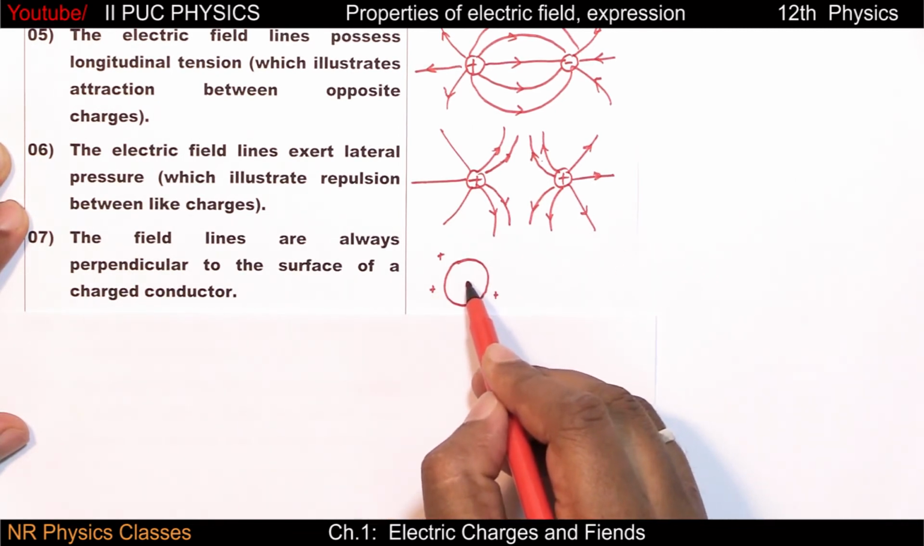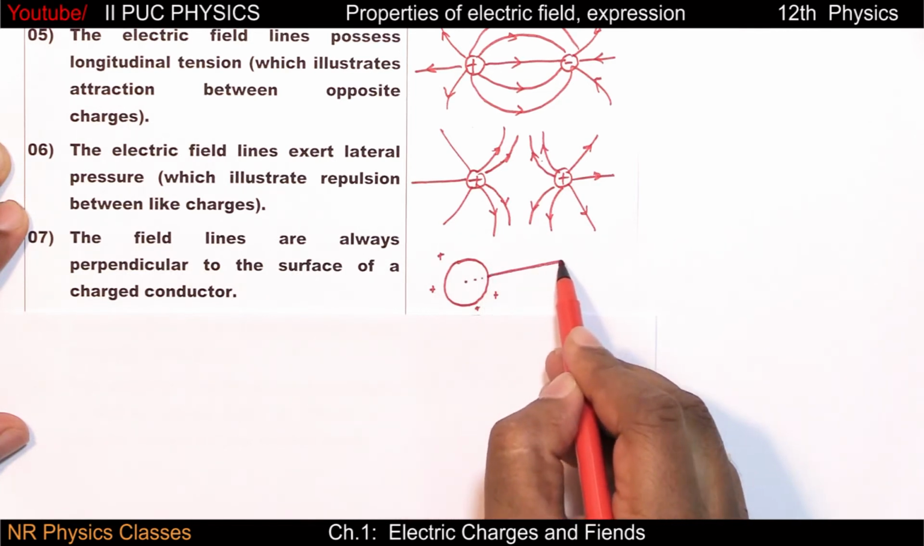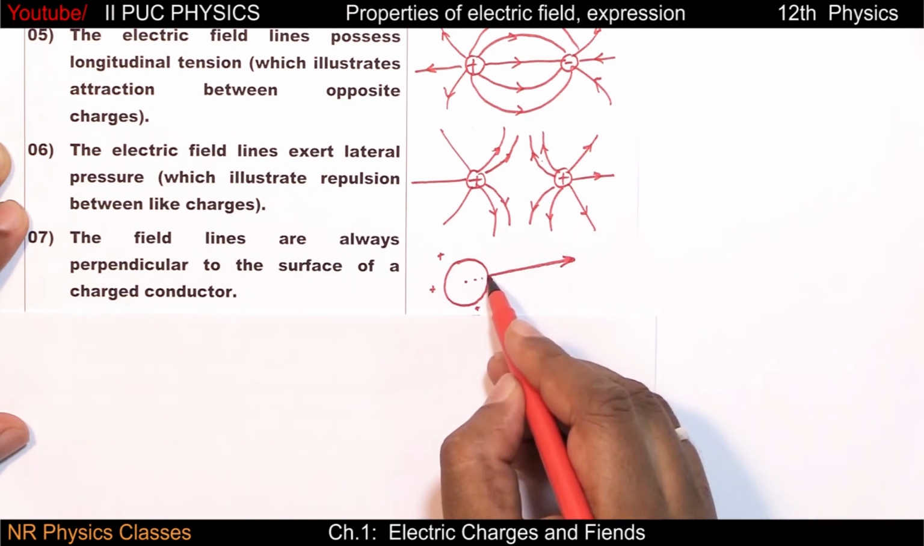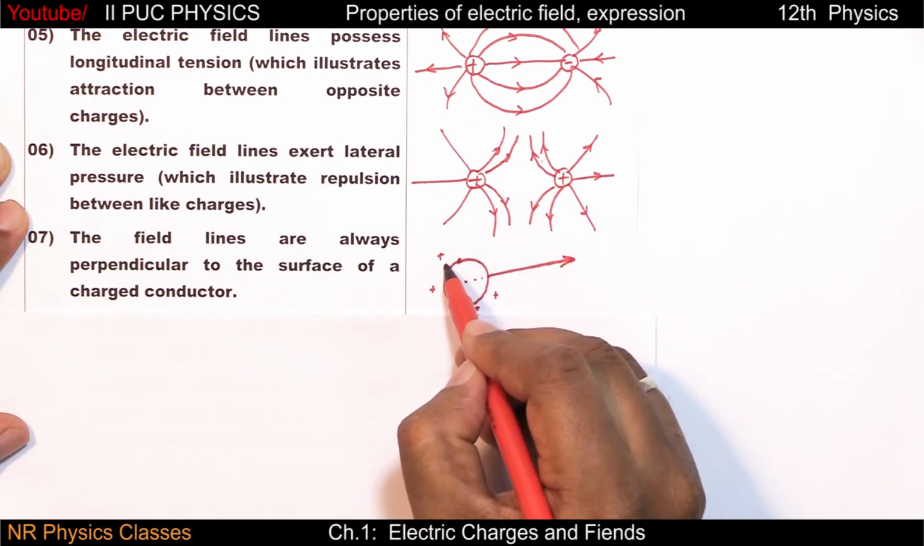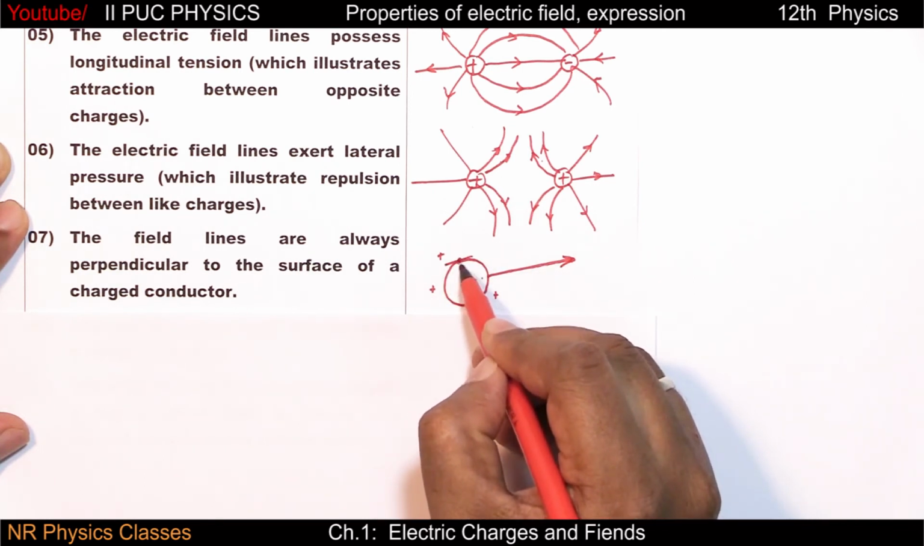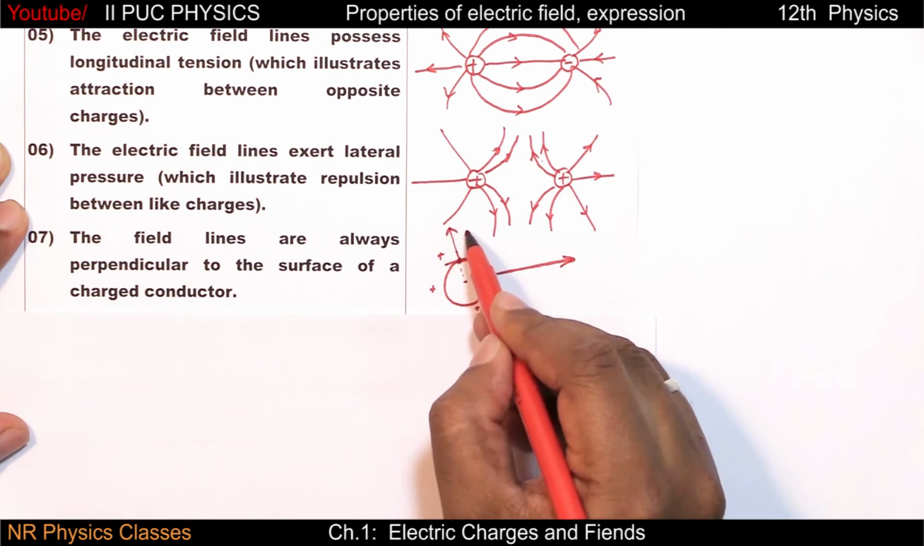For a sphere, perpendicular means the line should be along the radius. So this is the electric field line drawn at this point. Let me draw a perpendicular to the tangent at this point. This is the electric field line.